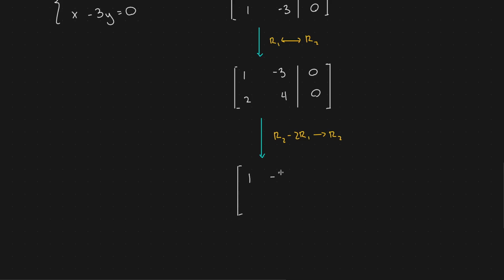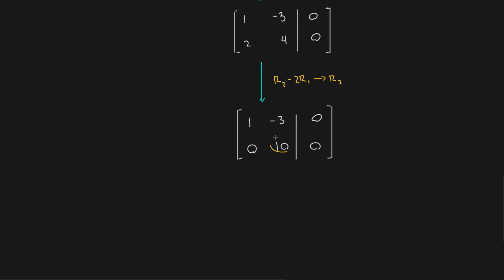So I'm leaving row 1 the same. And row 2, I get 0, and then what? 6 plus 4 is 10. And then 0 plus 0 is 0. Okay. Let's get a 1 here.